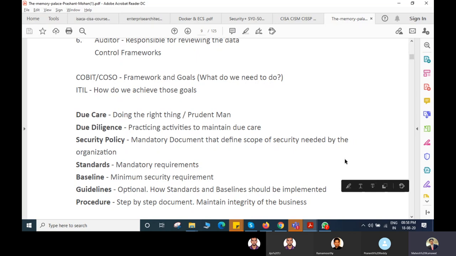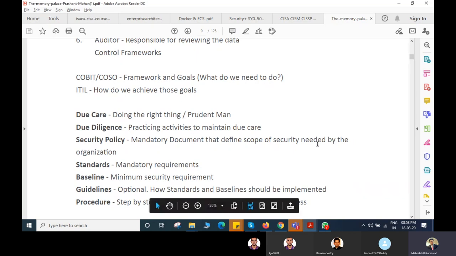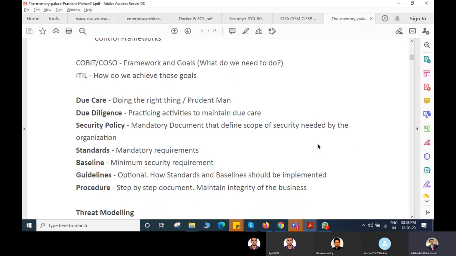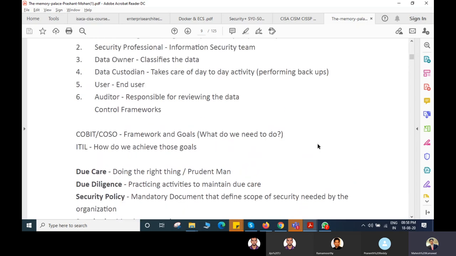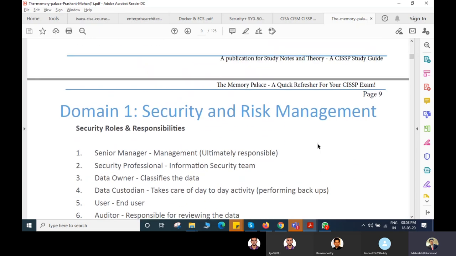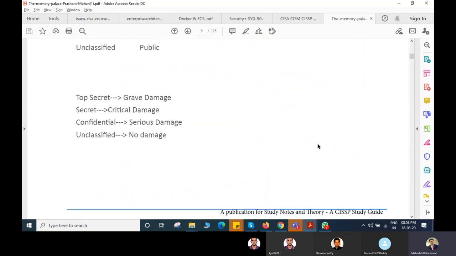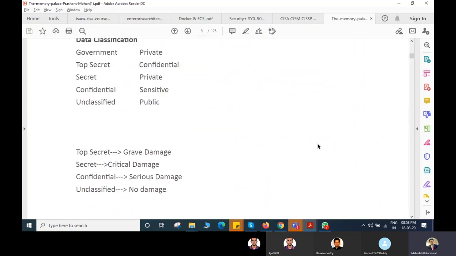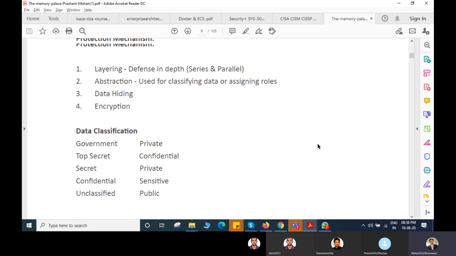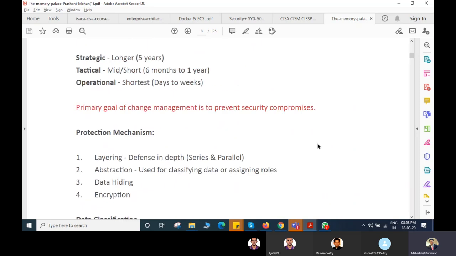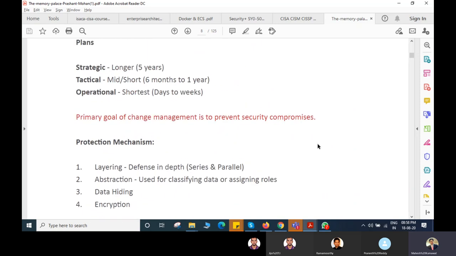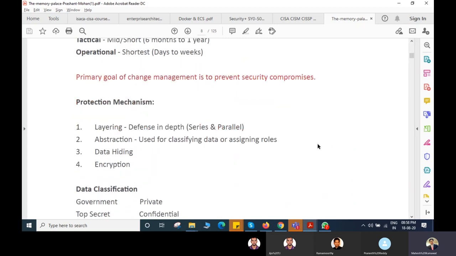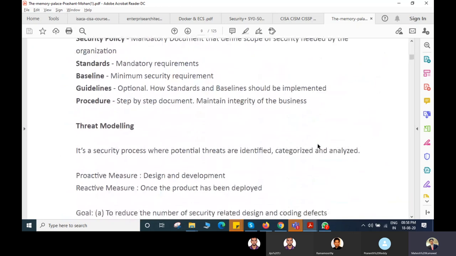So I hope you have understood due care, due diligence, security policies, standards, baselines, guidelines, and procedures. These terms will be used once you work in a company. We also covered the responsibilities of different roles in IT security, data classifications, CIA protections, and the plans of the company: strategic planning, tactical planning, and operational planning. These are plans we need to follow at the same point in time.